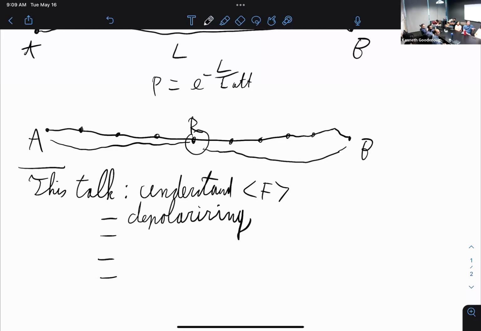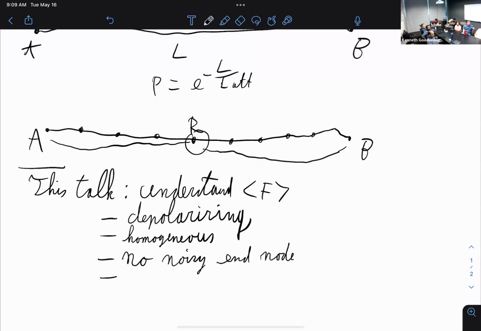I'll be assuming that the repeater chain is homogeneous. This basically means that all the decoherence parameters, all the success probabilities are really the same. Then a further simplification that I'll get into later is that the end nodes are not noisy.